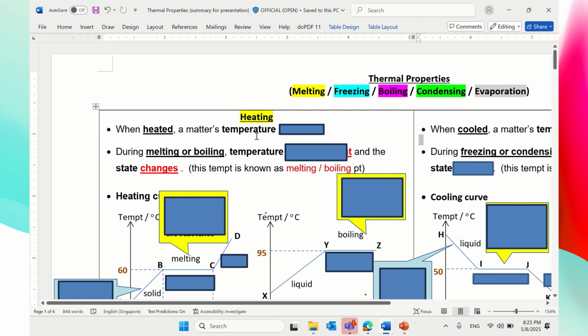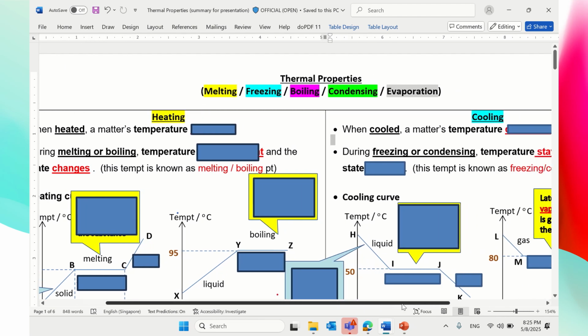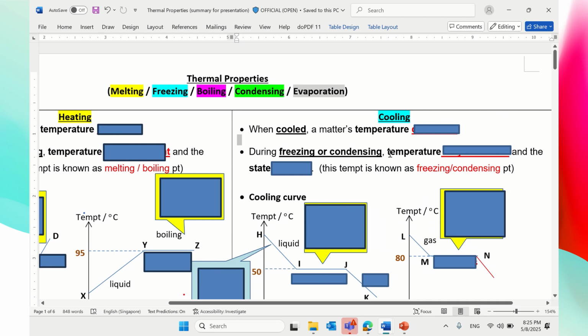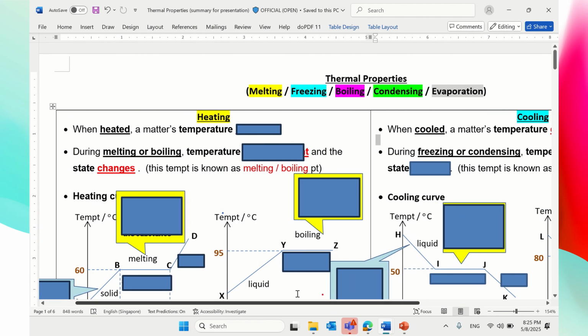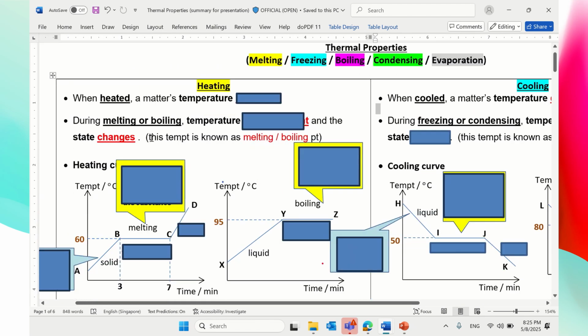We first look at heating, and then in comparison with cooling, how the terms used are different. Okay, so let's first look at heating. And as I go down the list and open up all these boxes, you can always pause and fill it into your notes at the same time. Okay, ready? So let's first talk about heating.